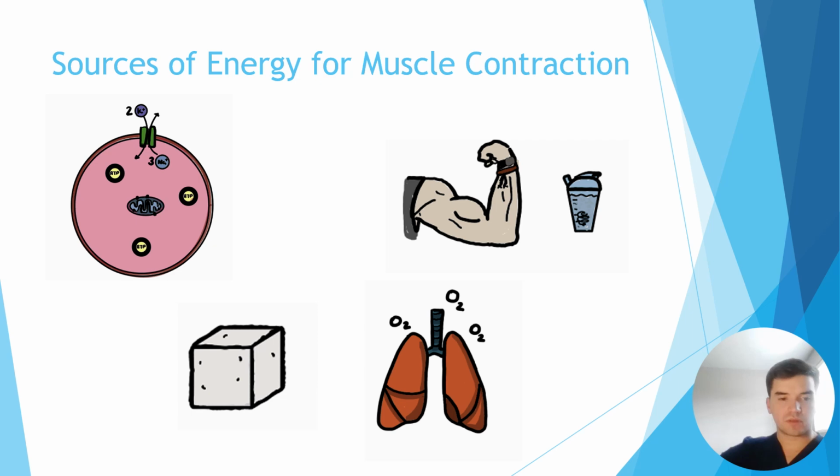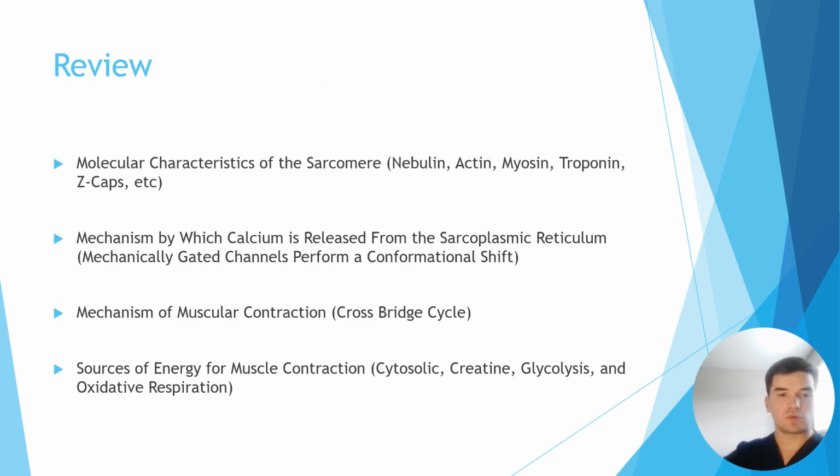Alrighty, let's just go into a review real quick. So reviewing what we talked about: nebulin and actin, myosin, troponin, Z-caps, etc., when it comes to the sarcomere and the muscle cells in general. We've talked about how calcium is released from the sarcoplasmic reticulum on gated channels and performing conformational shifts. We talked about cross-bridge cycles, and we talked about the sources of muscle contraction. So with that, I'll leave you with that.